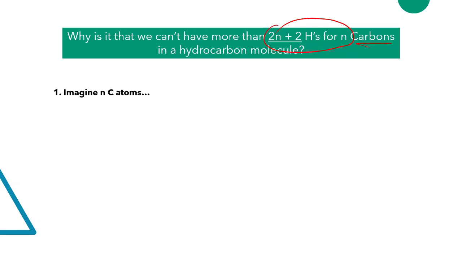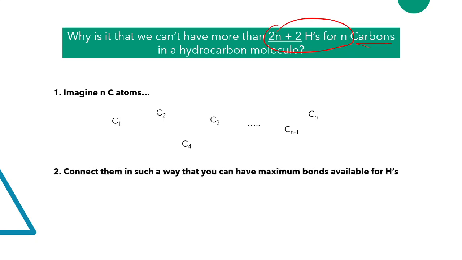Okay, so imagine you have n carbon atoms, and you have to form a molecule in which you are to have the maximum number of hydrogens. So how would you connect these carbon atoms? You have to connect them in such a way that you can have as many hydrogens as possible. Maximum bonds, you will have to spare maximum bonds for hydrogen. So how would you connect these carbon atoms?